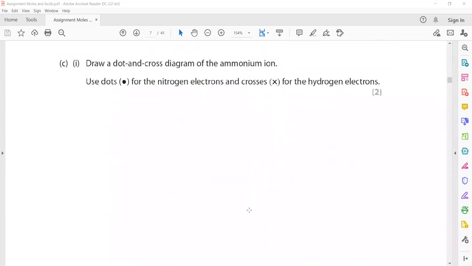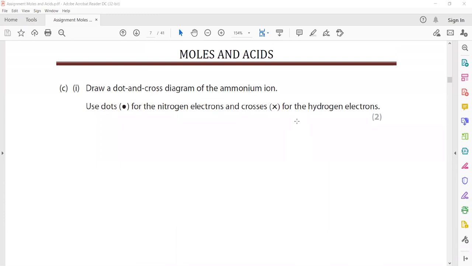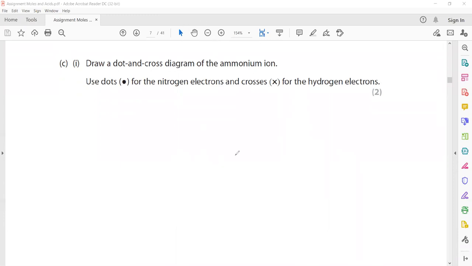Then draw a dot and cross diagram of the ammonium ion. Use dot for nitrogen and cross for hydrogen. So in the ammonium ion, there is a dative bond.